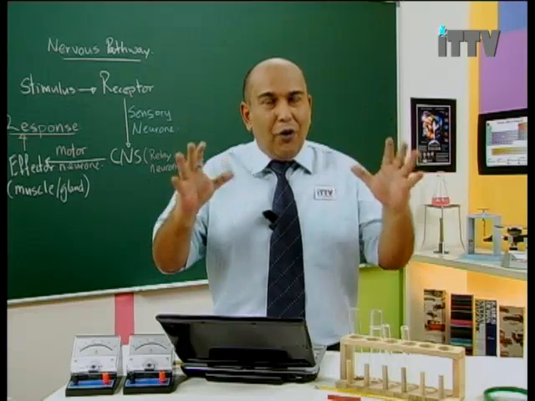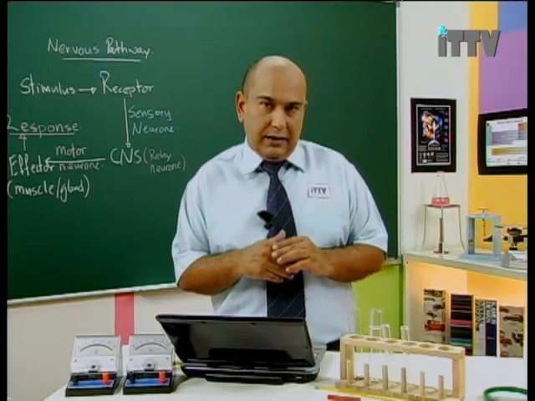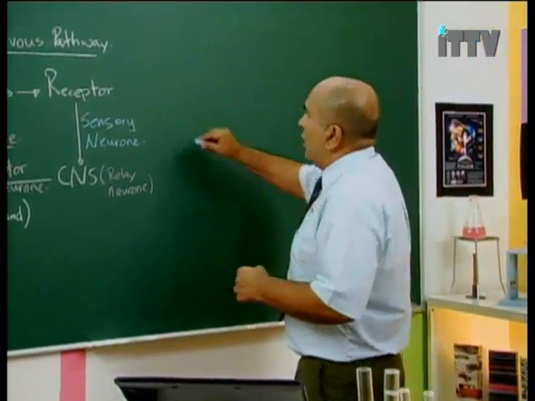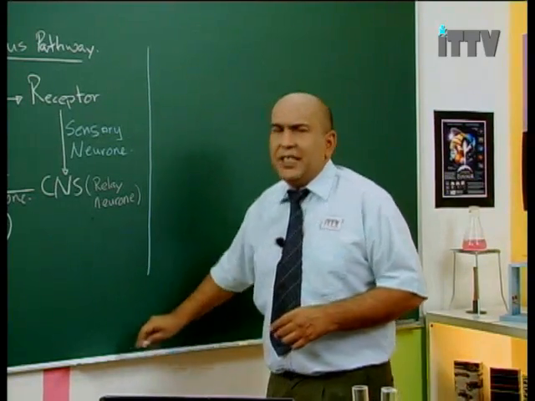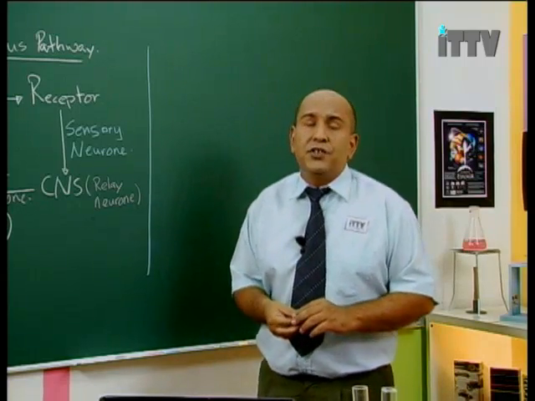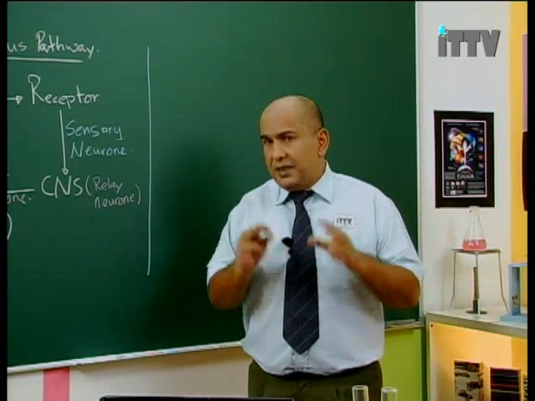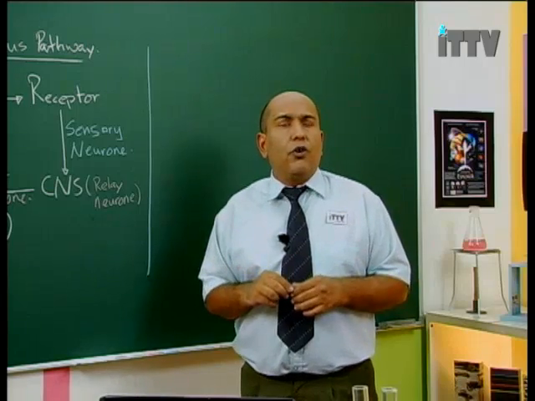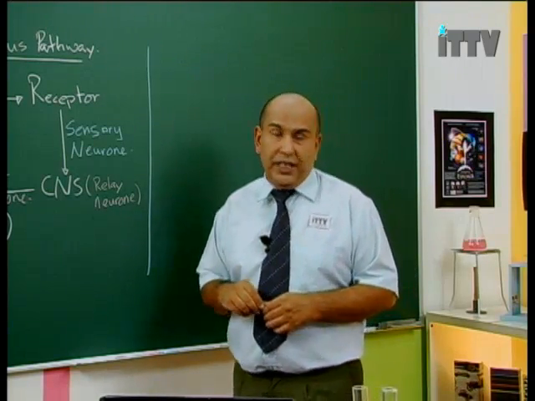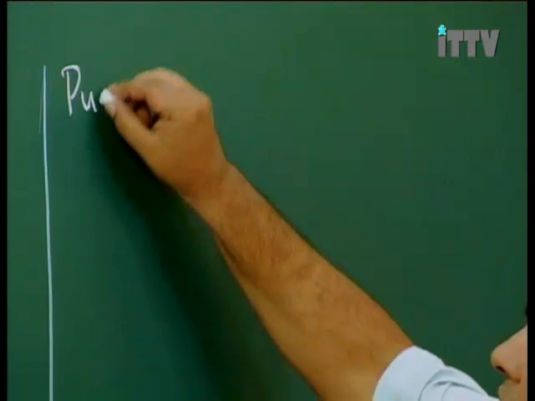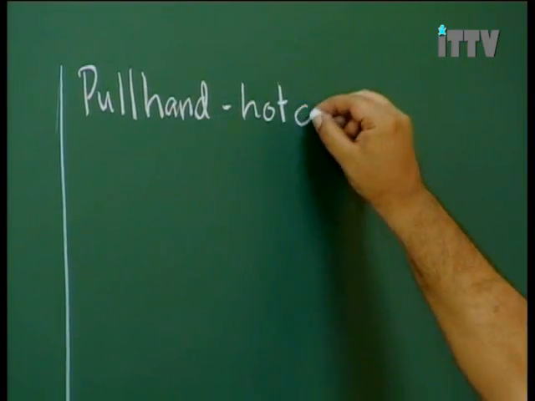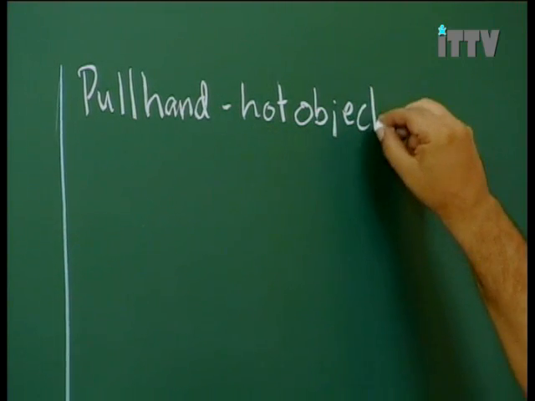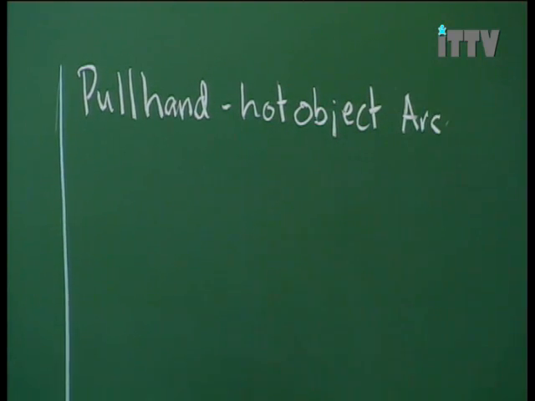So let's draw a typical reflex arc. Now, when we draw a reflex arc, there are many components to it. So what we're going to try and do is keep it simple. Look, this is science, it's not art. So what we need are just the basic things. What we're going to draw is pulling your hand away from a hot object. So let's start first with the hot object.